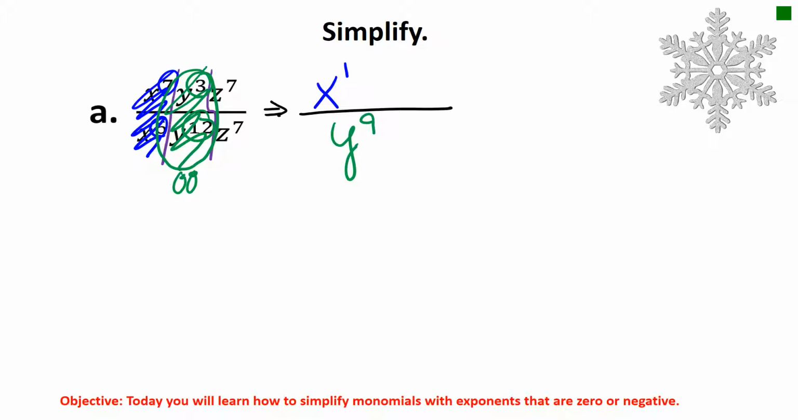I'm going to look at the Z's now. Here's my Z's. Where are there more Z's? Well, there aren't. There's the same amount on the top and the bottom. Now remember, if I subtracted, I would get Z to the 0, which means that equals 1. Lazy man's way is just cancel them out.